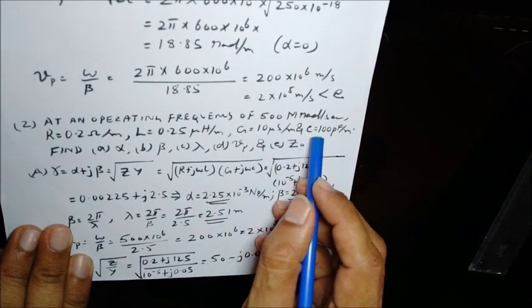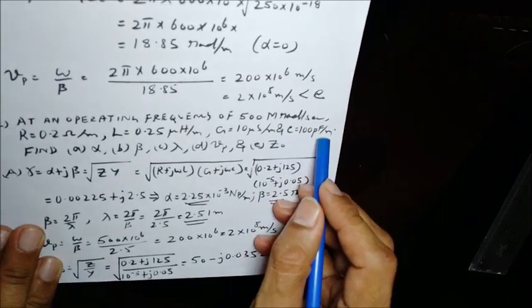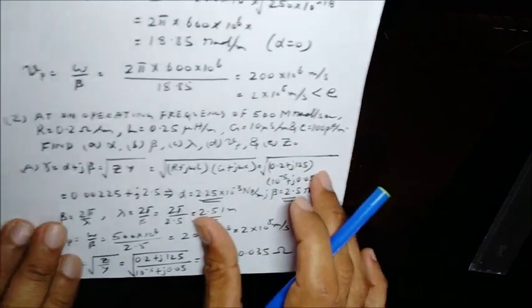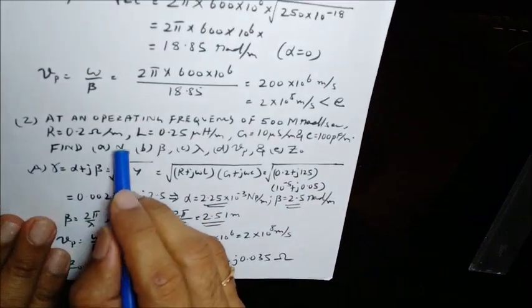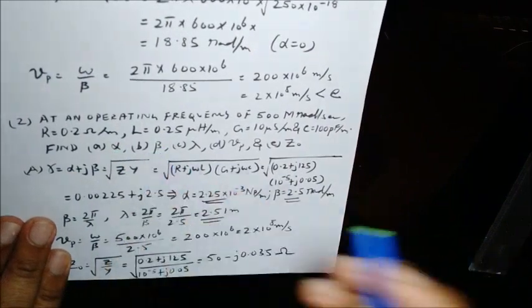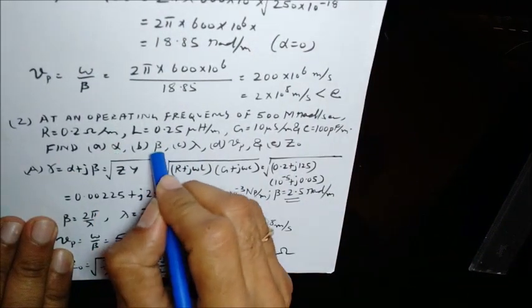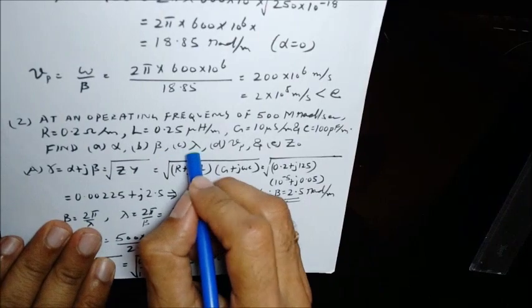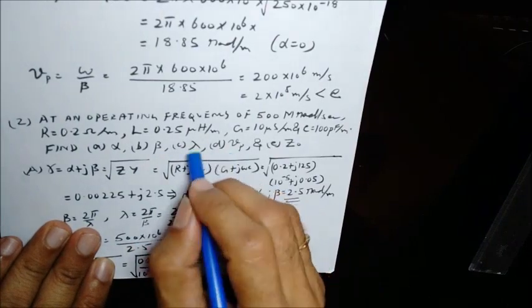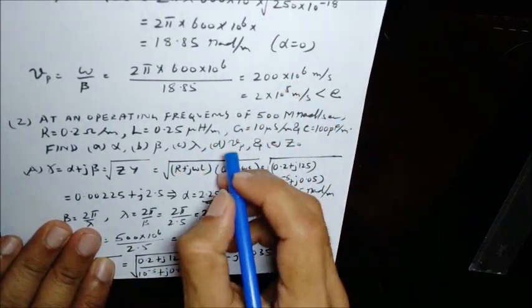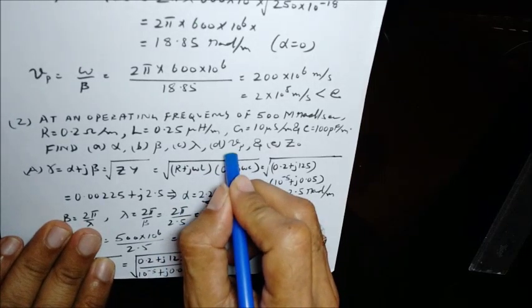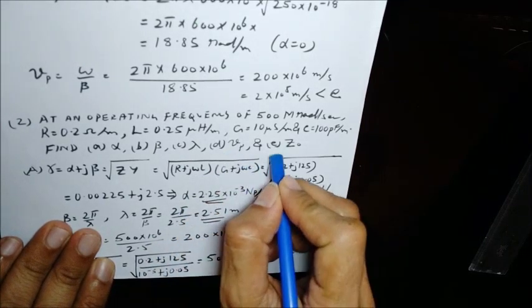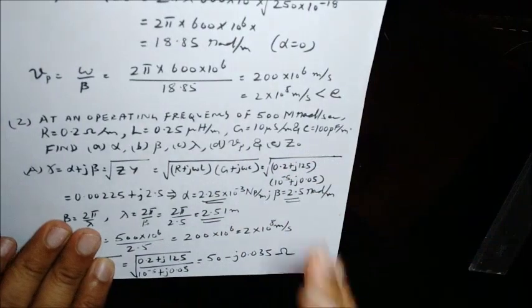And C is equal to 100 picofarad per meter. We have to find alpha, beta, that is the attenuation constant and the phase constant, lambda, the operating wavelength, which we can find from the frequency, of course. I'll explain it here. The phase velocity and the characteristic impedance.